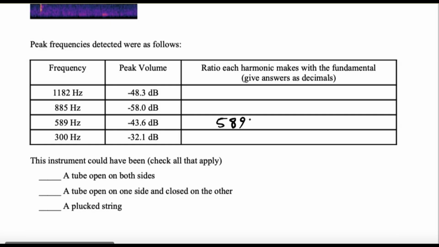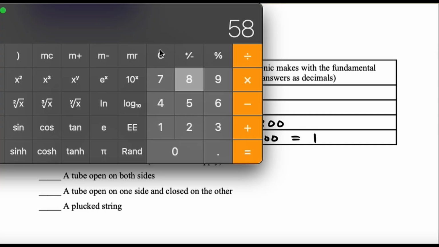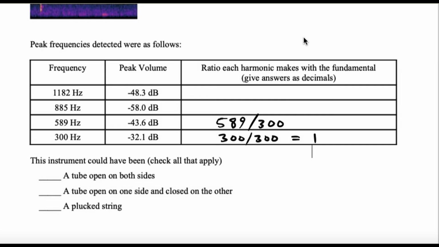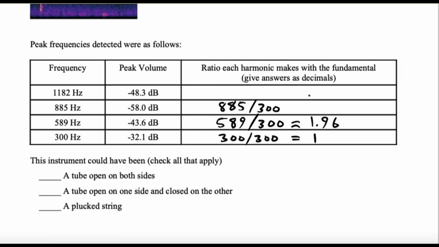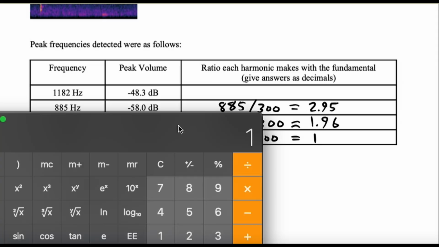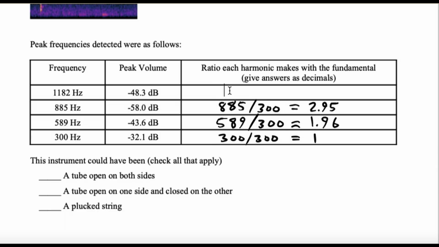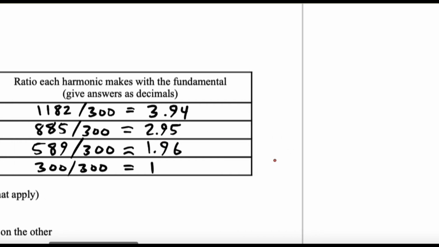Just divide your 589 over your 300. 1.96. 2.95. 3.94. Here we're seeing a different situation. These numbers are close to the integers of 1, 2, 3, and 4. So this is showing all integer multiples of harmonics being present.